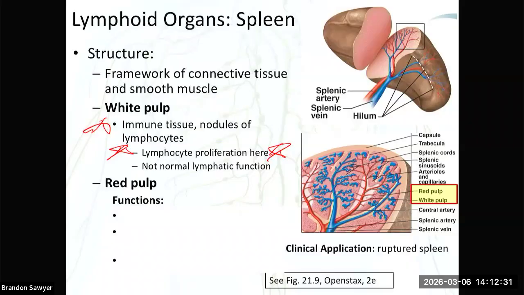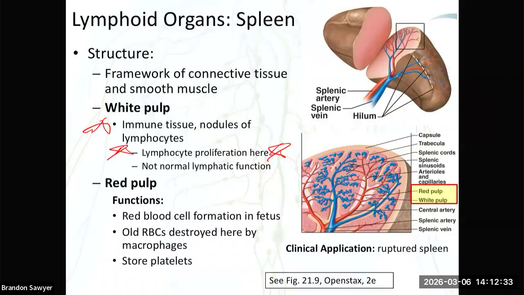Then we have the red pulp of our spleen, and this helps to form our red blood cells in fetal development. In adulthood, when our blood passes through here, if our red blood cells are getting old and non-functional, they can get snatched up by macrophages that live in the spleen, which help to recycle those red blood cells. The same process happens in the liver as well. It's also a storage site for our platelets. We have a reservoir of extra platelets in our spleen that can be released when our platelets go down for some reason.